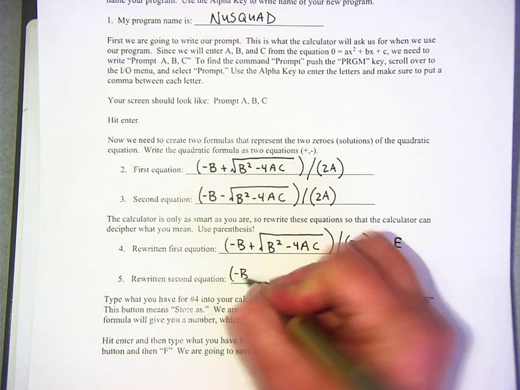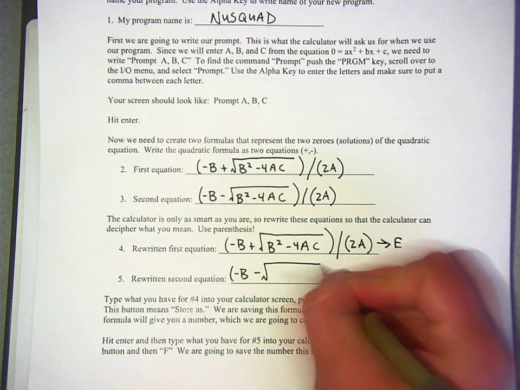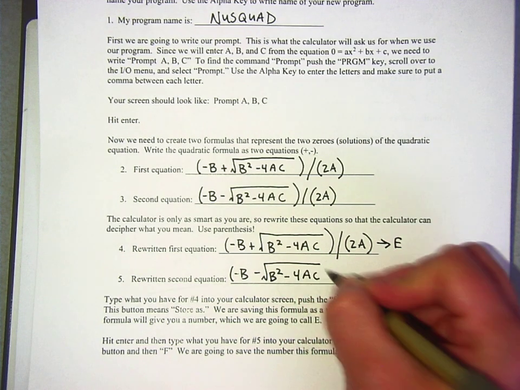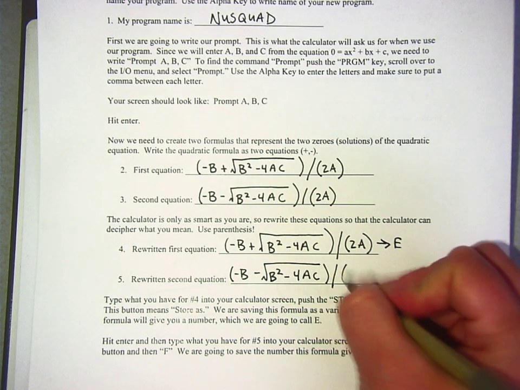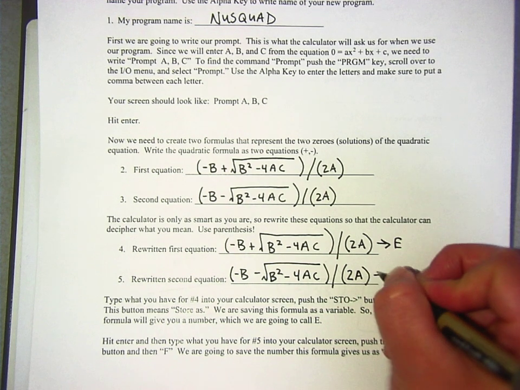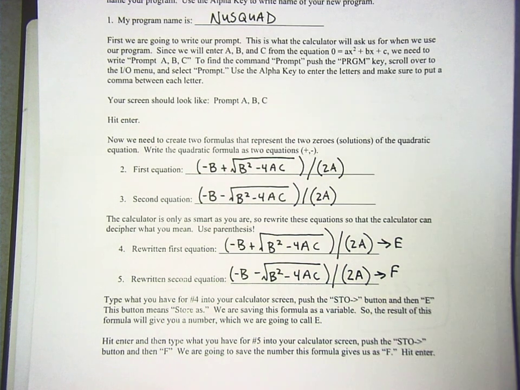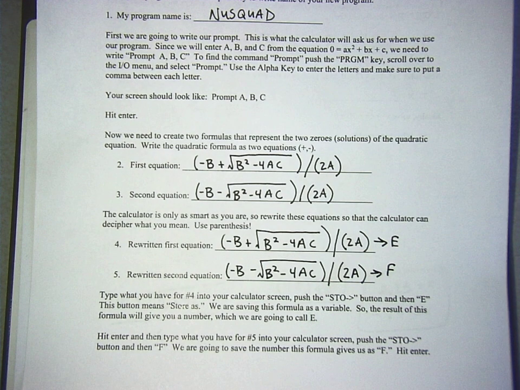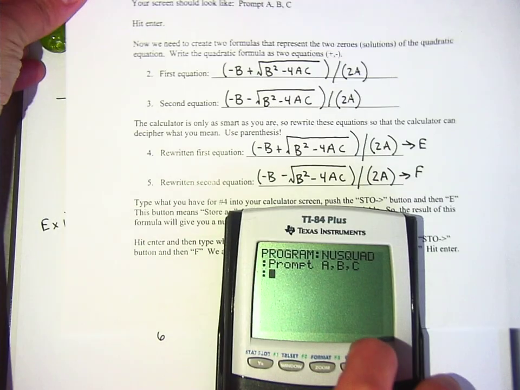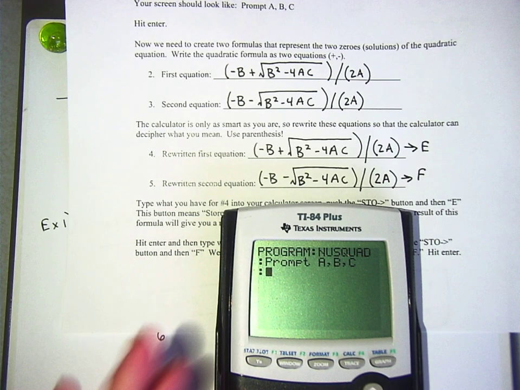And the other equation we're going to store as F. By the way, E and F have no significance whatsoever. I just tried to pick something that was not ABC. All right, now have this right next to your calculator as you're working so that you know exactly what to type in.